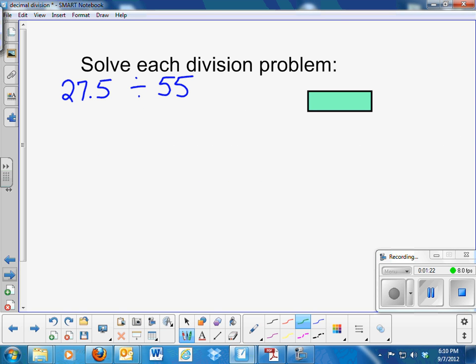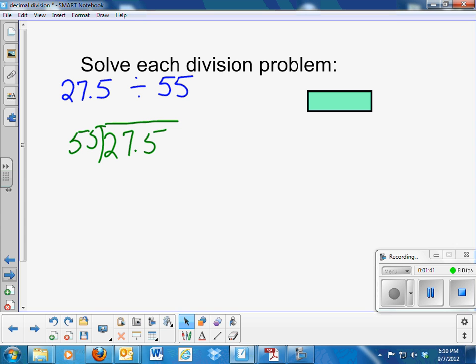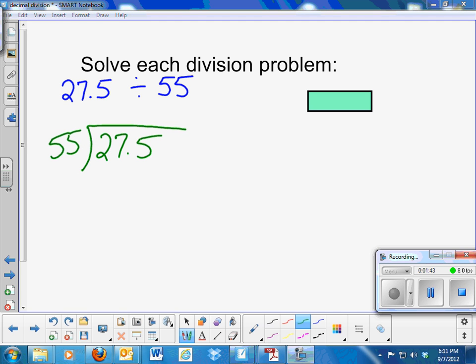We're going to solve some division problems now. The first division problem we have is 27 and 5/10 divided by 55. So I'm going to rewrite this using the algorithm that we're learning in class. We rewrite our division problem so we can use our long division symbols. This is 27 and 1/2 divided by 55.